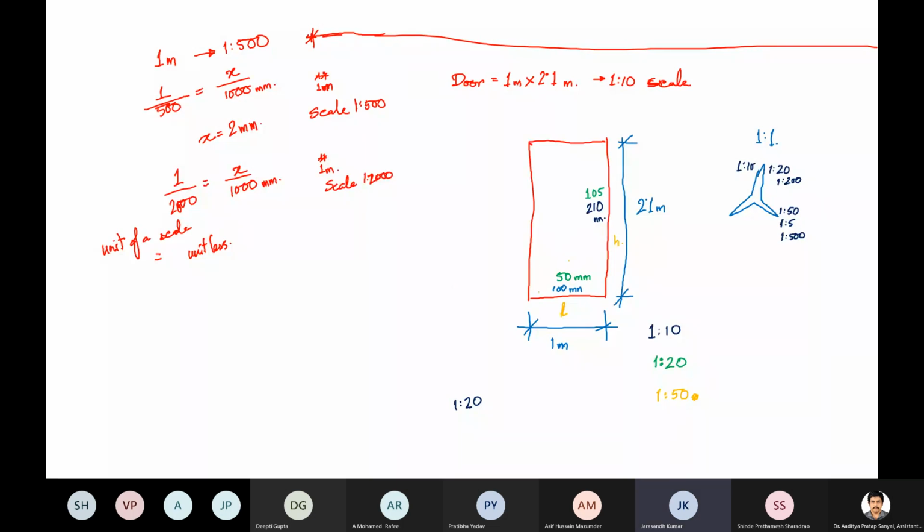1 is to 20. 20. Thank you, Jarasan, right? Yes, sir. Jarasan says 20. And how much will it be here? 42. 42.